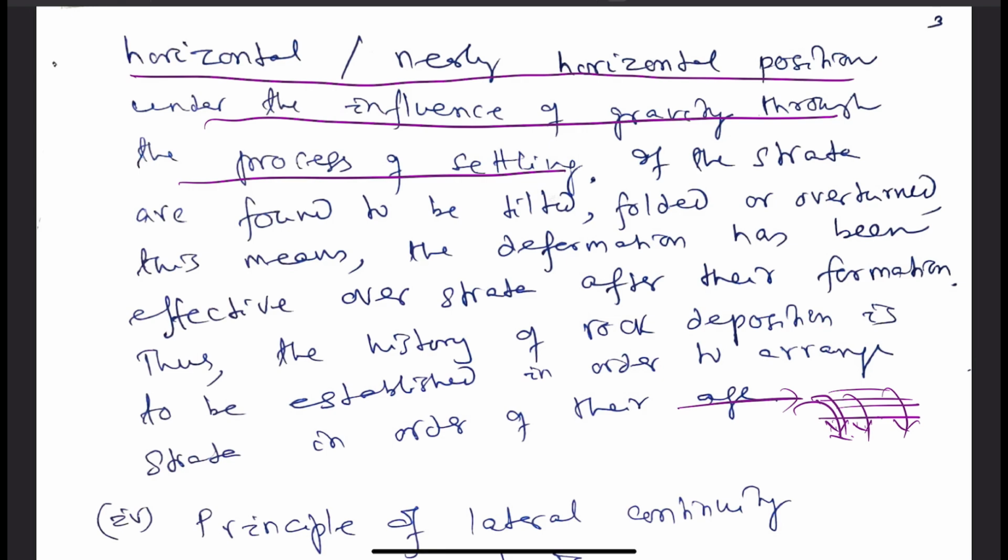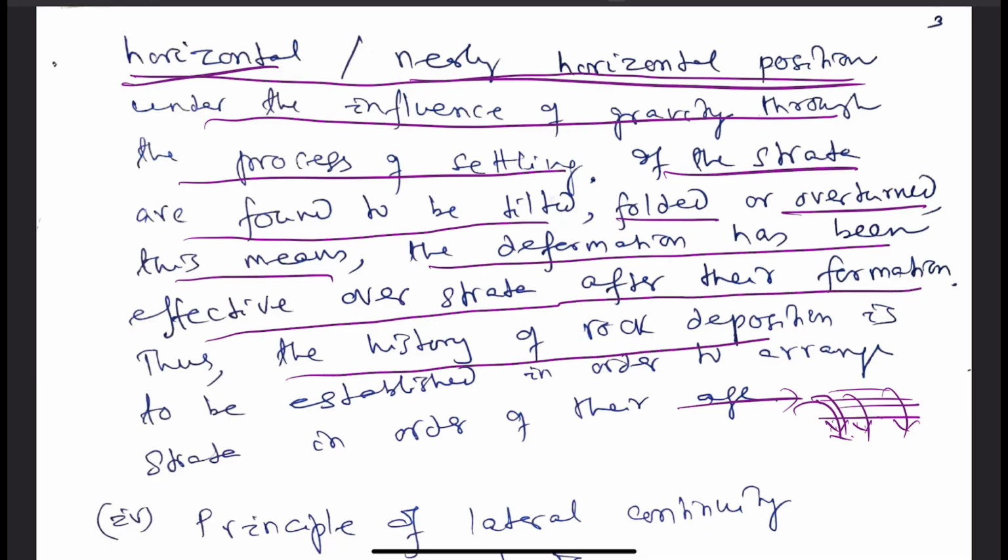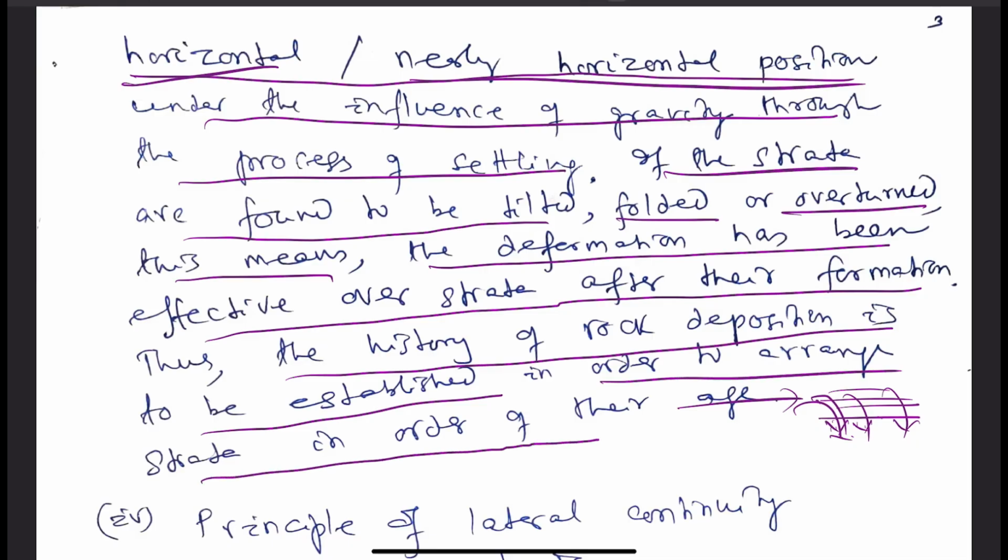So they are found to be placed horizontally or nearly horizontally to build the rock column. If the strata are found to be tilted, folded or overturned, this means deformation has been effective over the strata after their formation. Thus, the history of rock deposition is to be established in order to arrange the strata in order of their age. So, the study is required whether the strata have been tilted, folded or deformed or not.